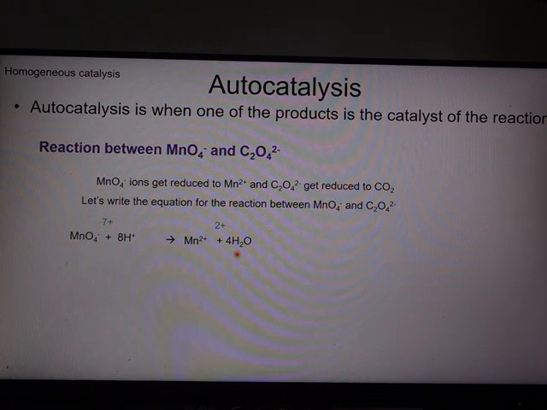And on this side, I've got 7 plus. So to make it the same, I need to add 5 electrons on this side, so make it 2 plus overall. Okay? So that's your half equation balanced.